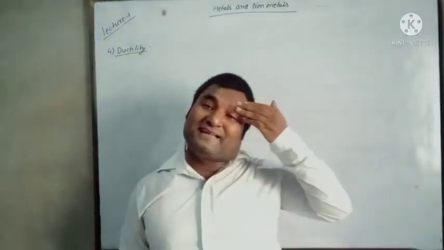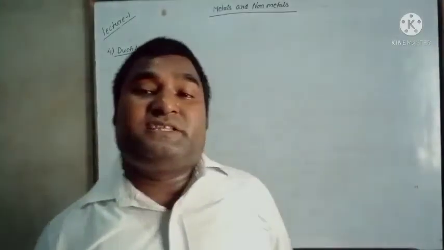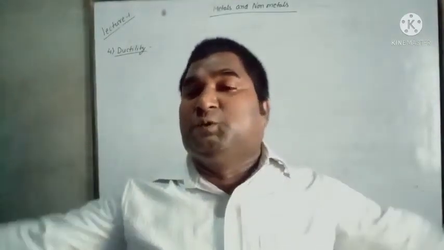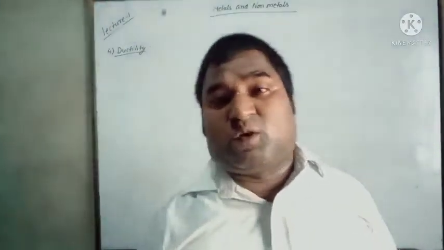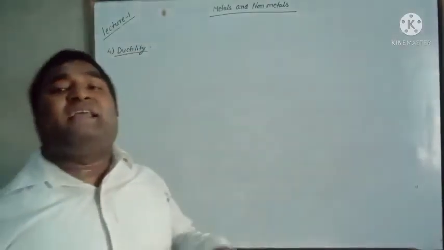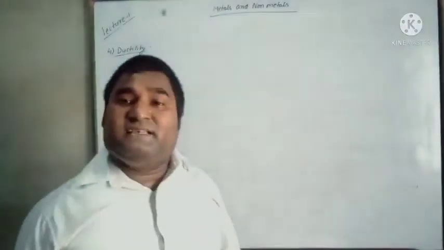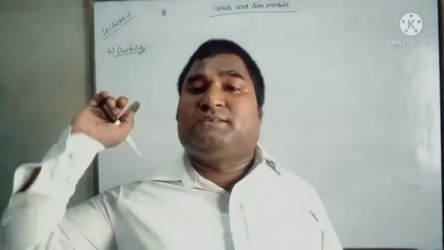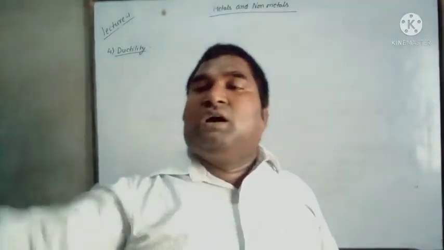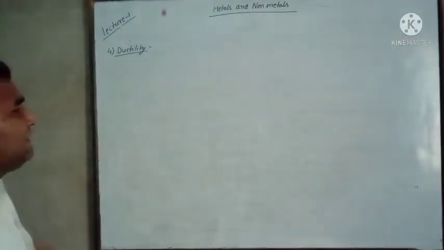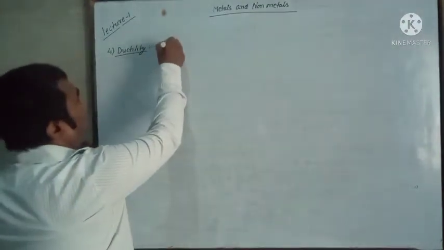The fourth property is ductility, the ability of the metals to be stretched into thin wire is called ductility. So most metals are highly ductile, that's why these are used for wiring. Copper is a metal which is used to make the wiring. Wires are made up of this copper. So what is ductility?